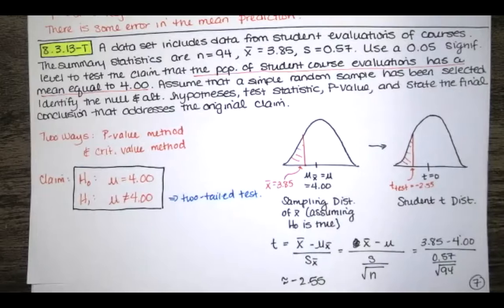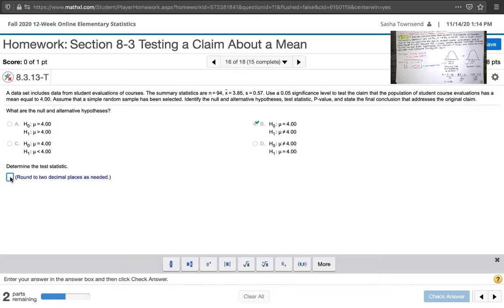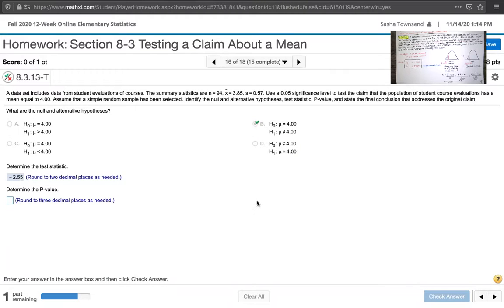So let's go back to MyLab Statistics and enter our answers over there. Okay, and they wanted us to round to 2 decimal places. We have negative 2.55. Okay, great. And then we're asked to find the p-value.